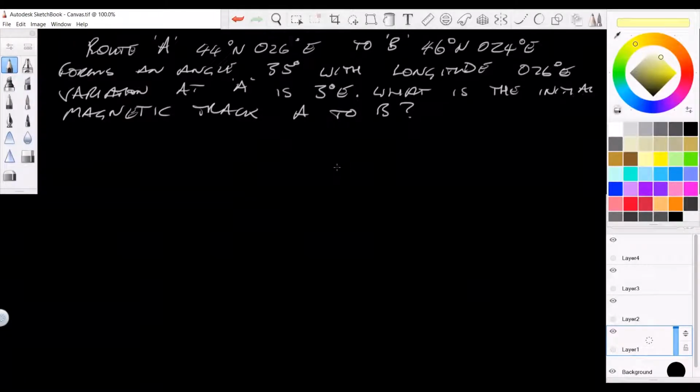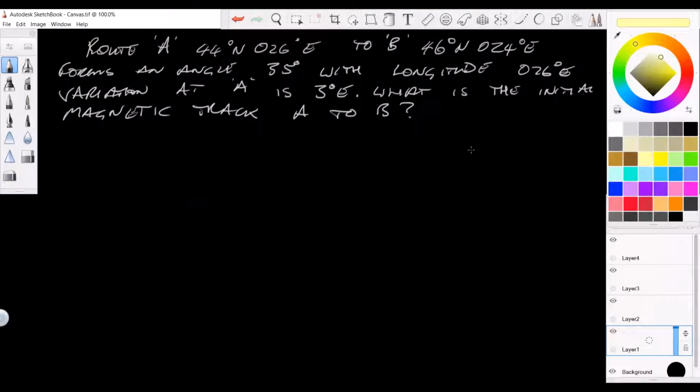Today I'm going to look at how to answer a question that in itself is quite easy, but the wording is very poor. So the question as reported, obviously we don't know the exact wording necessarily on the exam database, is we've got a route from A, which is 44 degrees north, 026 degrees east, to B, which is 46 degrees north, 024 degrees east.